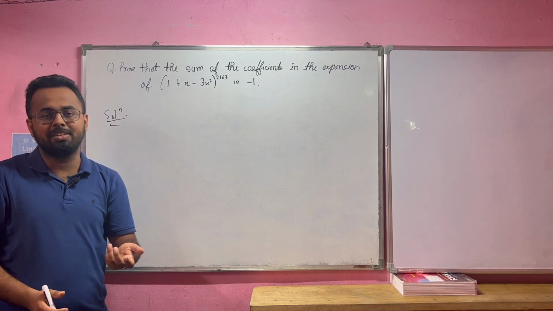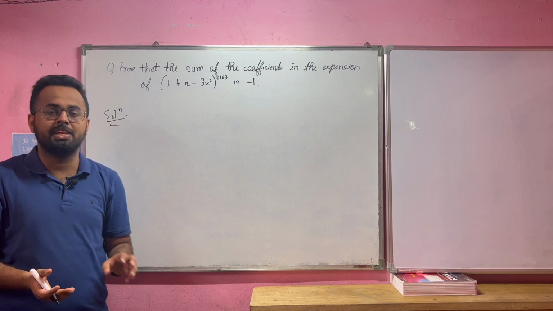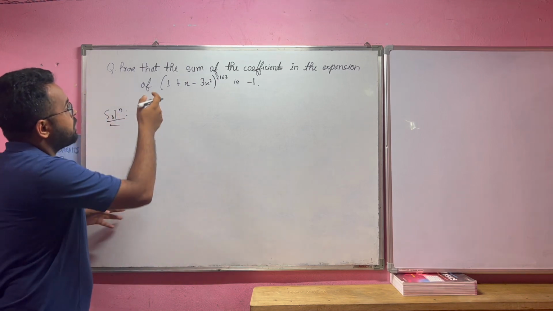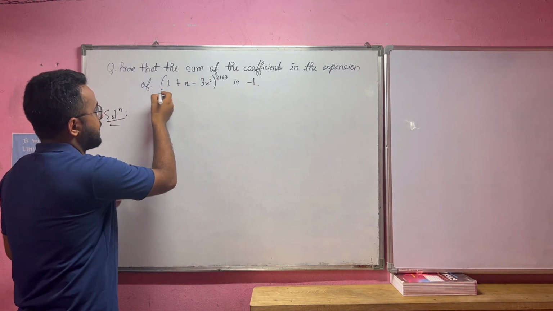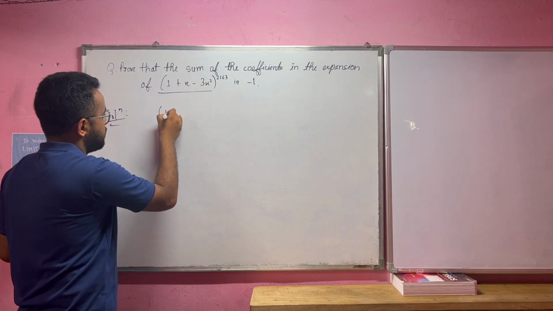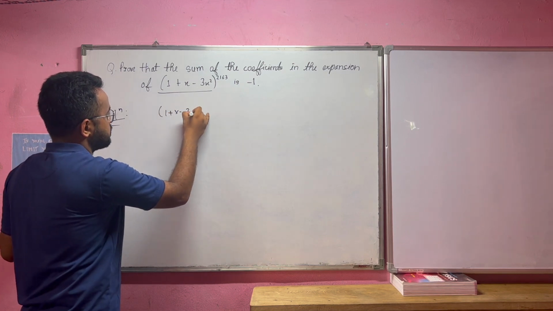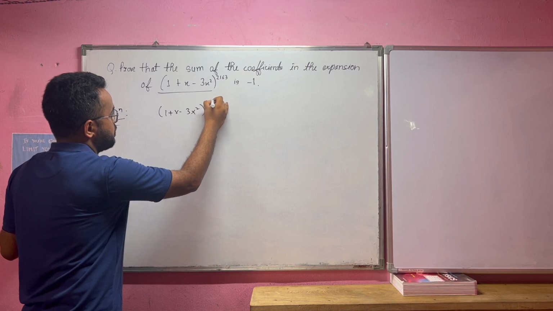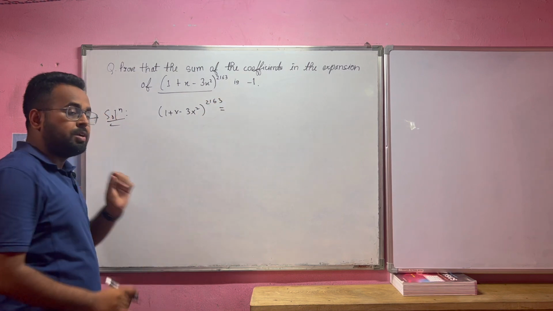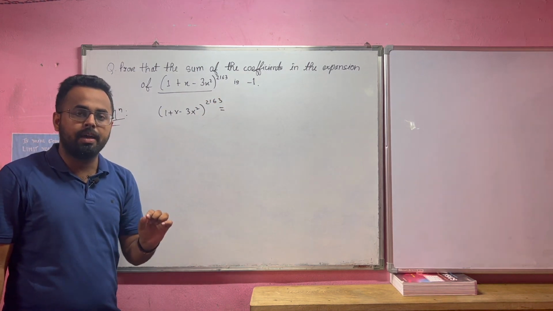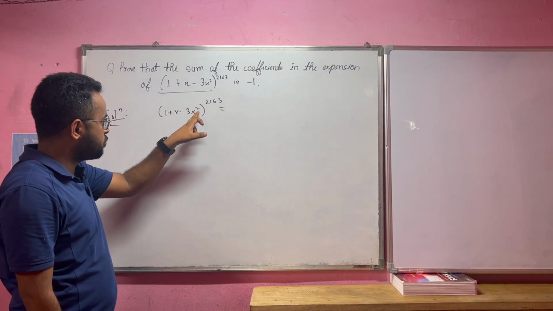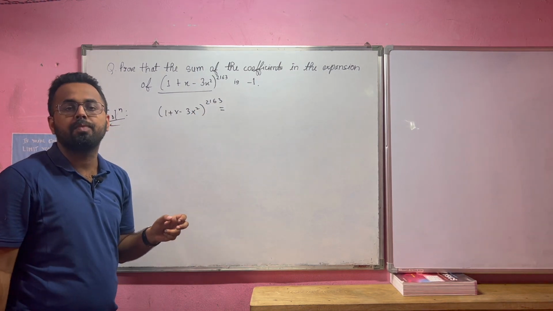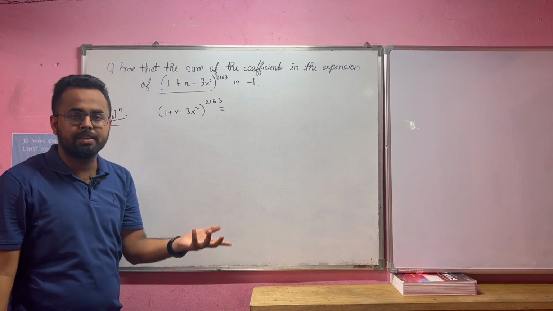If you don't get the logic it is very tough. If you get the logic it is very easy. Now we want to find the sum of the coefficients in the expansion of this particular term. So this is (1 plus x minus 3x square) power 2163. So can you tell me what is the maximum power in the expansion? Maximum power will be 2 into 2163 and the minimum power will obviously be 0.